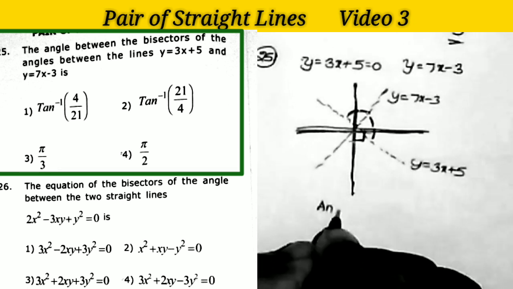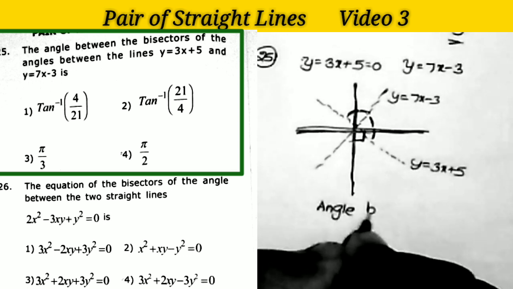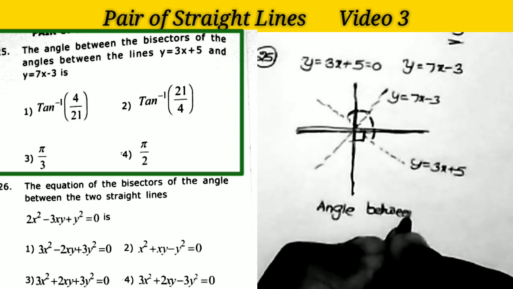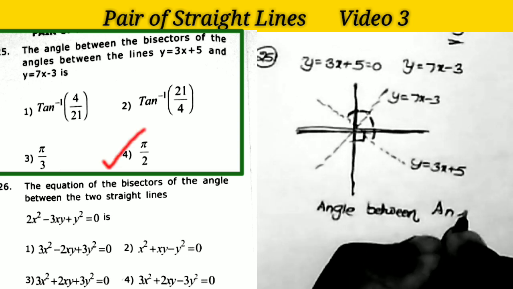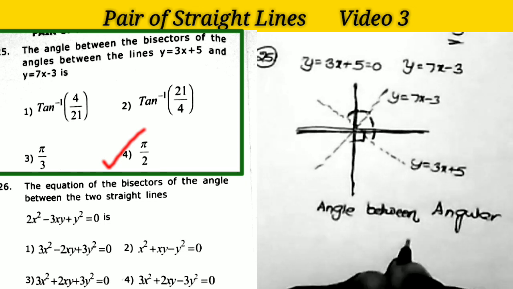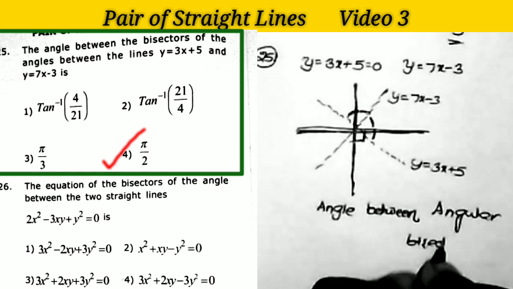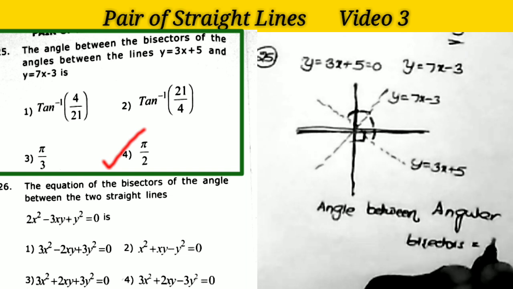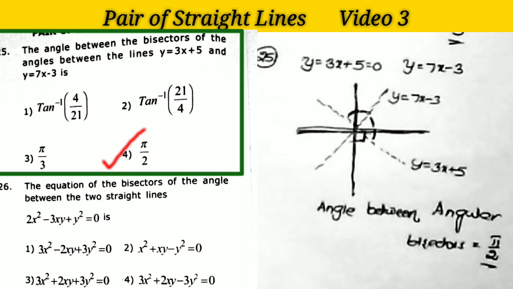So what is the question? Angle between the angular bisectors. Now what is the angle between the angular bisectors? That is equal to pi by 2. Whatever the line equations, the angular bisectors are perpendicular to each other. That is, the answer is pi by 2, which is the fourth option. That's all.